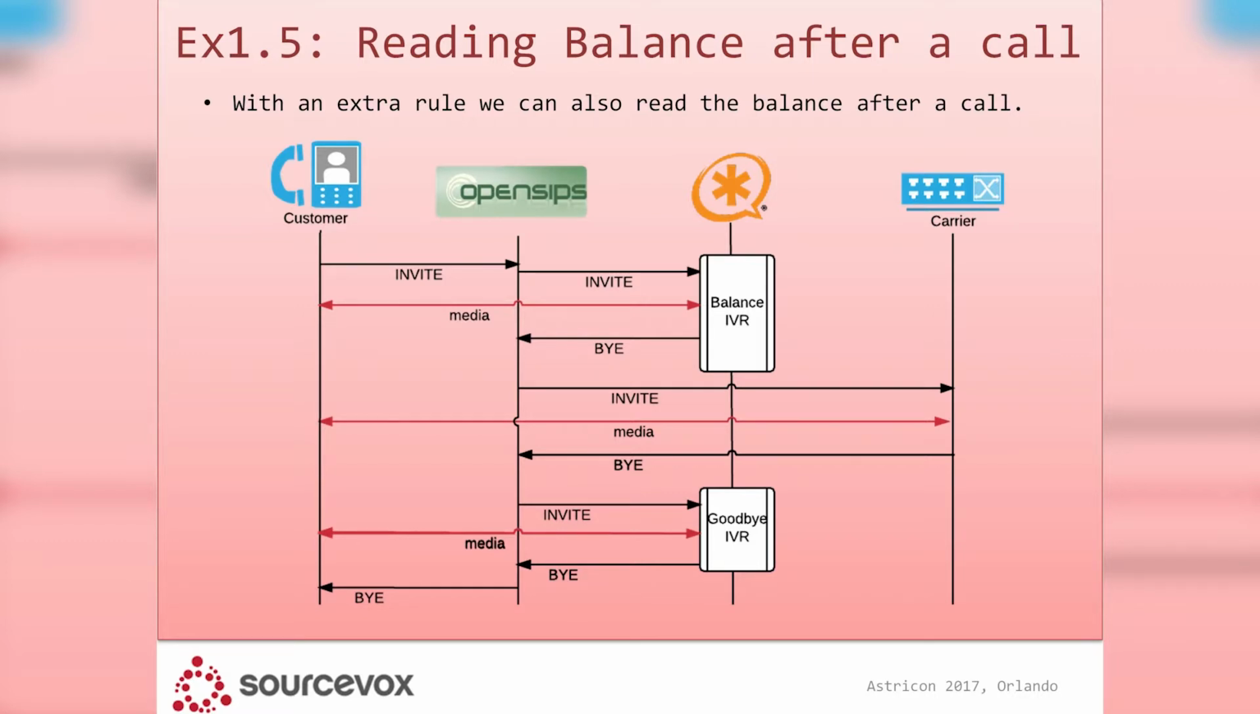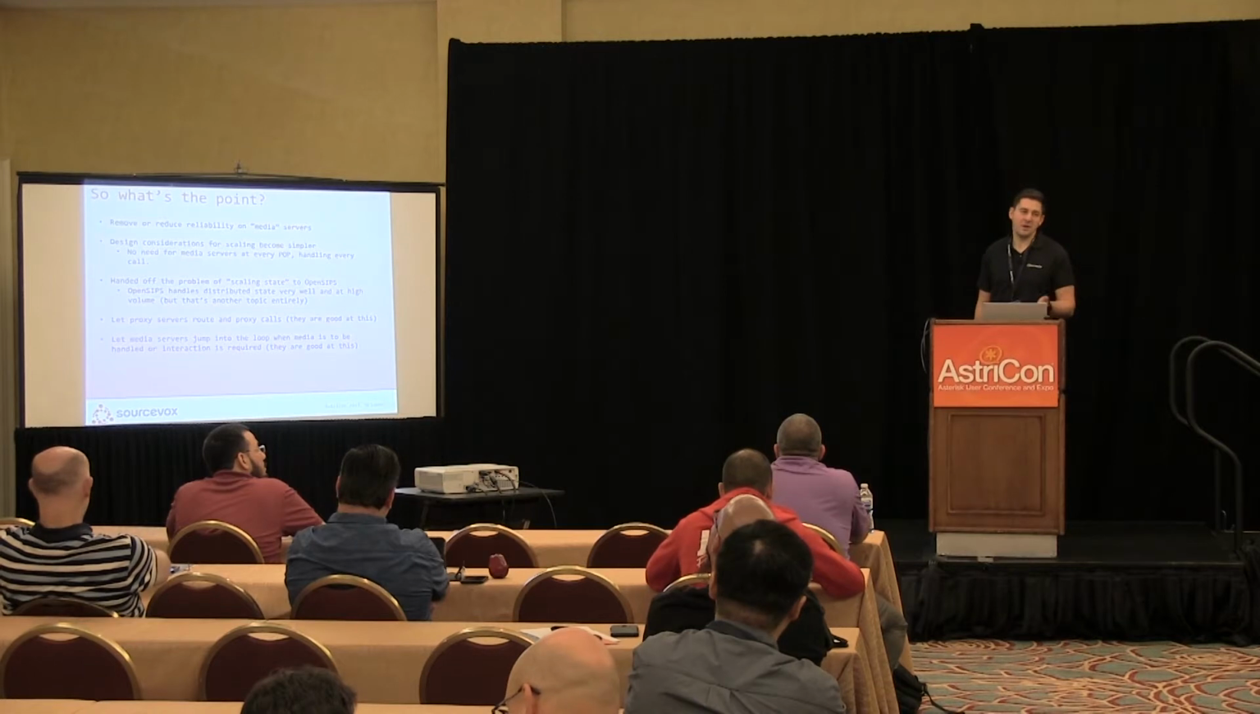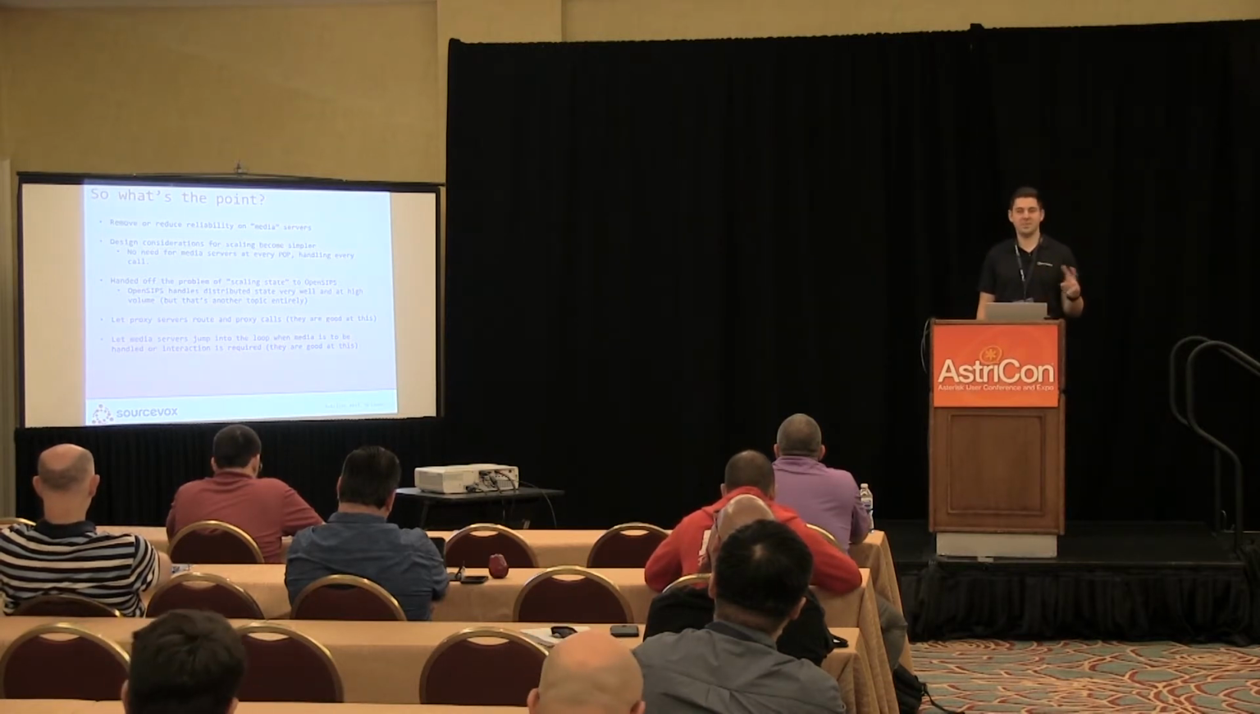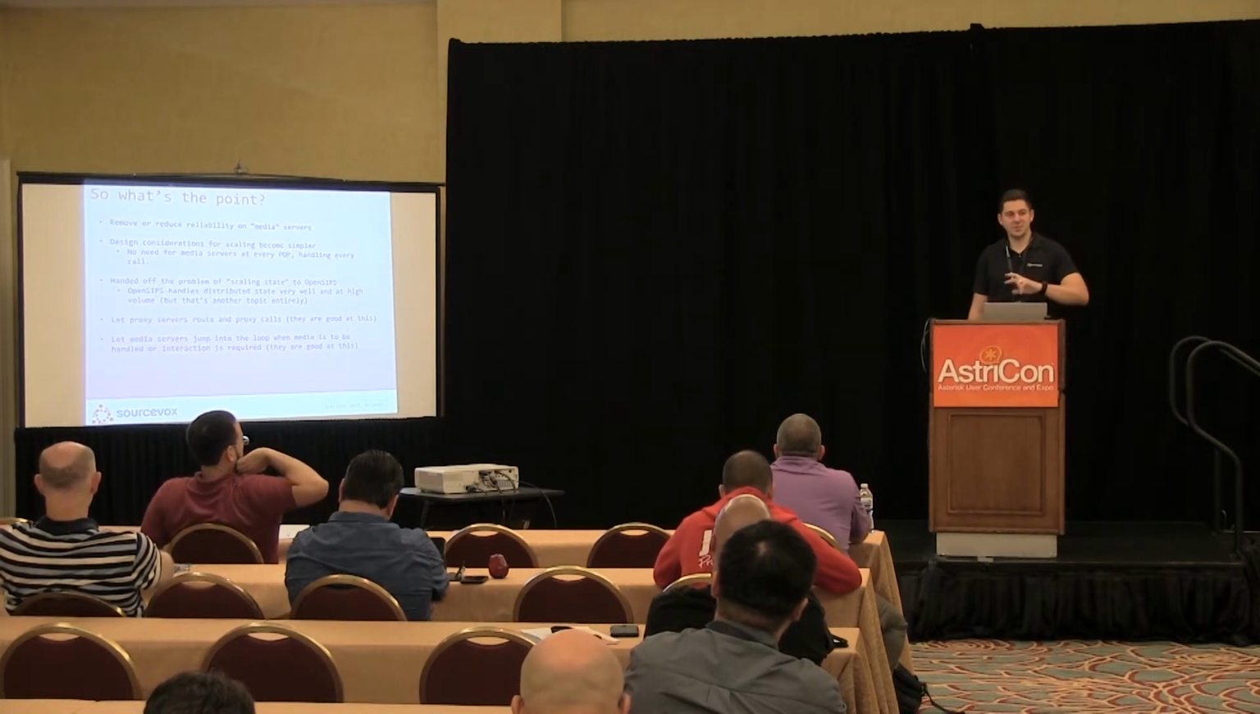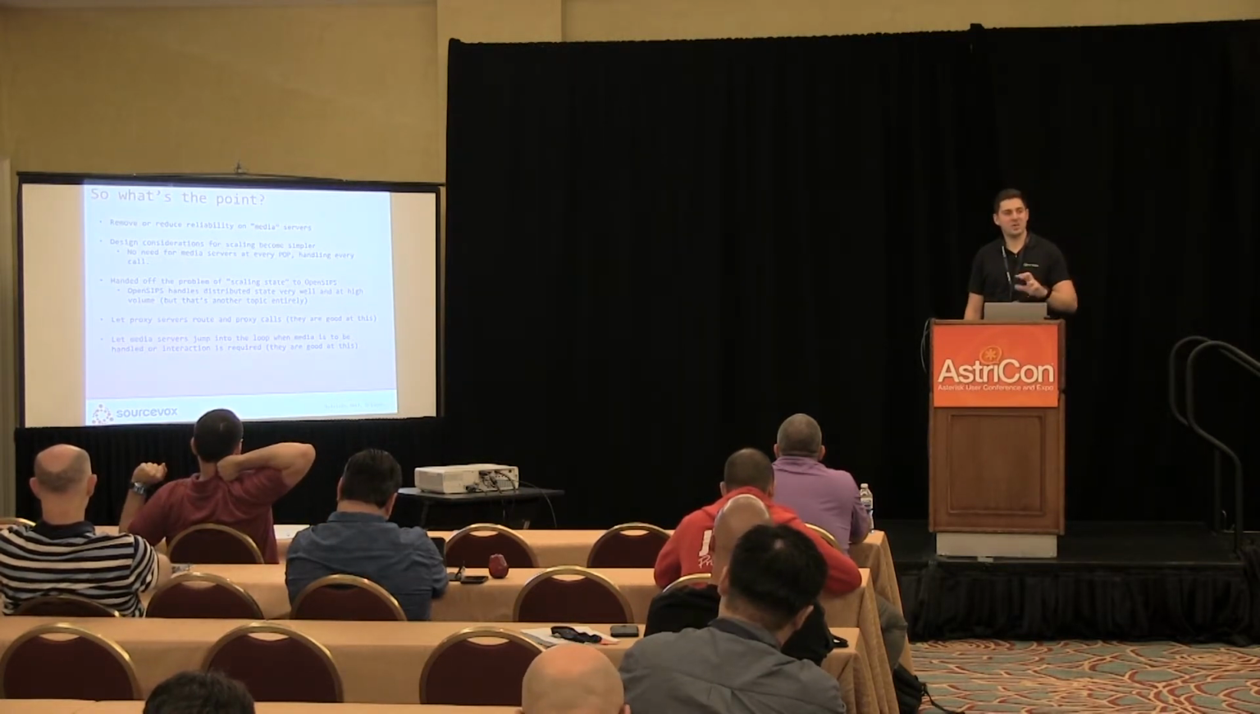So what's the point? I think I've covered all these points already while I've been talking through, but you remove or reduce your reliance on your media servers. Your scaling becomes easier. You don't need media servers at every POP. And one of the big things for us is that OpenSIPS is very, very good at scaling. Even with a pair of OpenSIPS machines, you can handle many tens of thousands of calls. And OpenSIPS is very good at sharing state between two highly available servers in a pair.